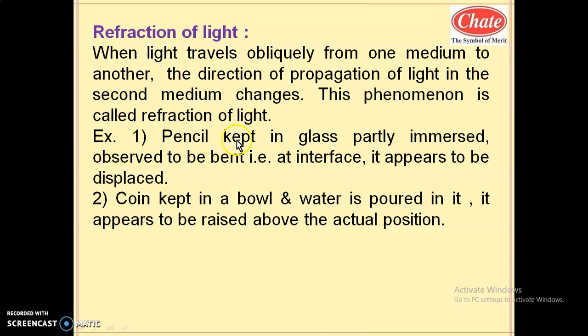An example is a pencil kept in a glass, partly immersed, observed to be bent. If we take a glass of water and the pencil is partly immersed in the water, it is observed to be bent. That is, at the interface it appears to be displaced. So it looks bent, it appears to be displaced. This happens due to refraction of light, as the light changes its path when it travels from one medium to another medium. Here is another example based on the refraction of light.